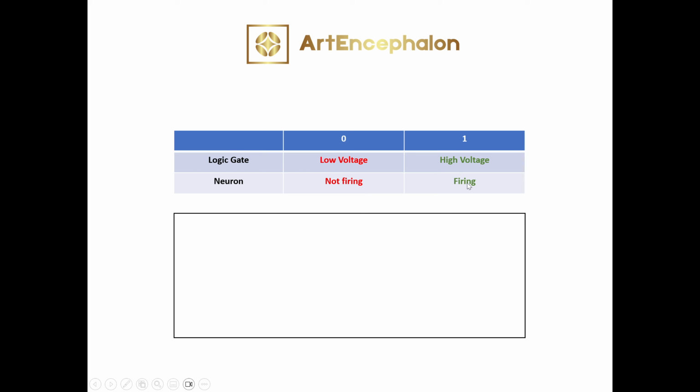So, logic gates: 0 means low voltage, 1 means high voltage. For neurons, when a neuron is not firing, we say it's 0. And when it is firing, we say it is a 1.